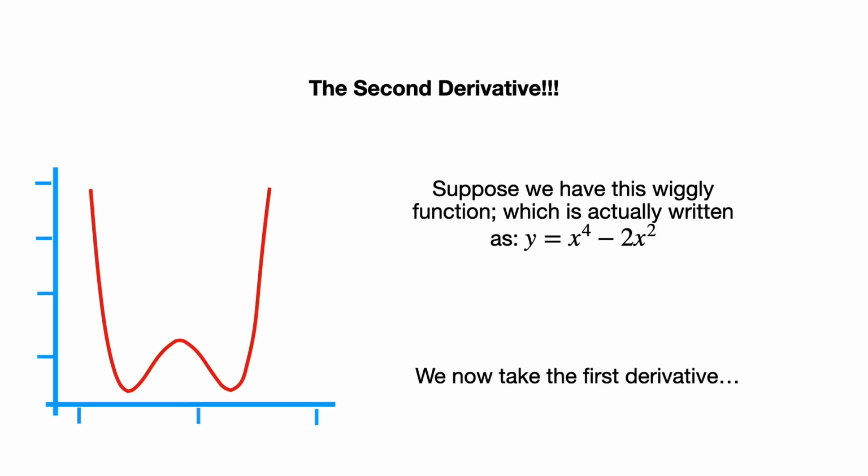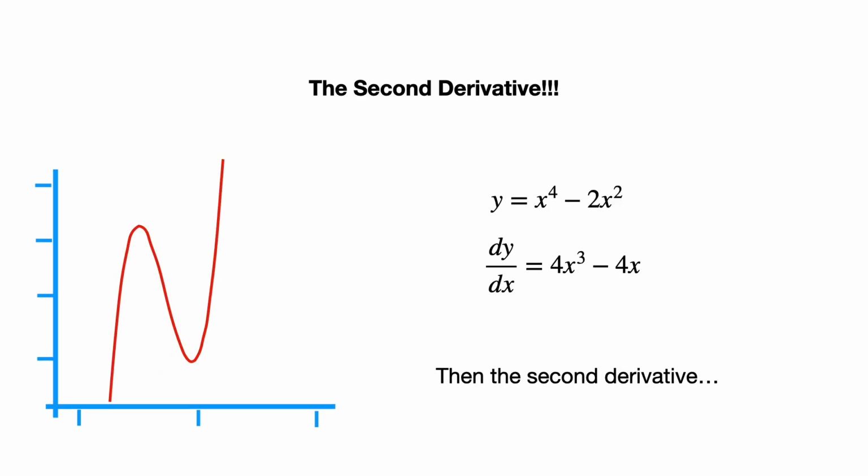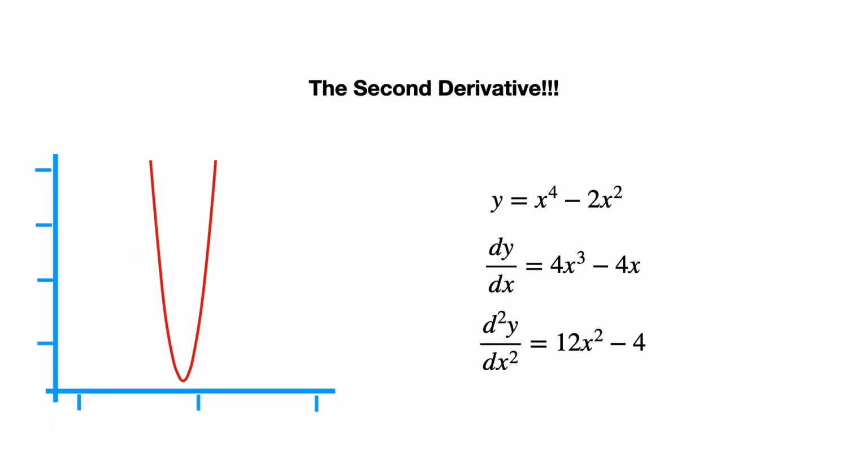Suppose we have this wiggly function which we just looked at. We know it's non-convex, but let's prove it here. The function actually exists as y equals x to the fourth minus 2x squared. Let's take the first derivative. We get 4x cubed minus 4x. The first derivative finds maximums or minimums, so we don't know which one. So we have to take the second derivative, which we get 12x squared minus 4.